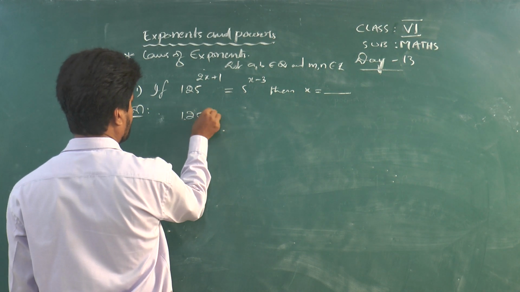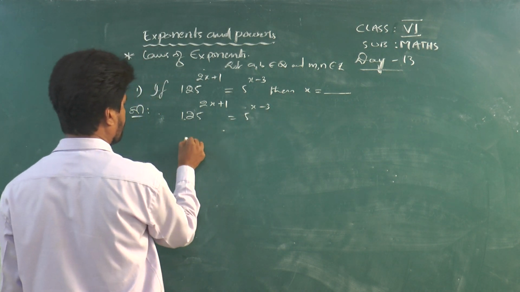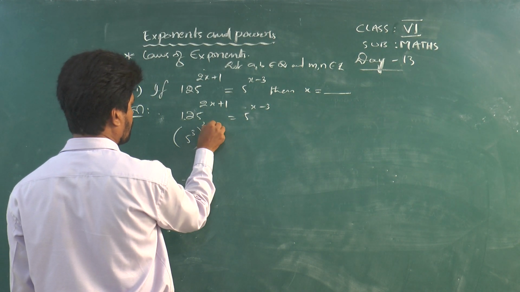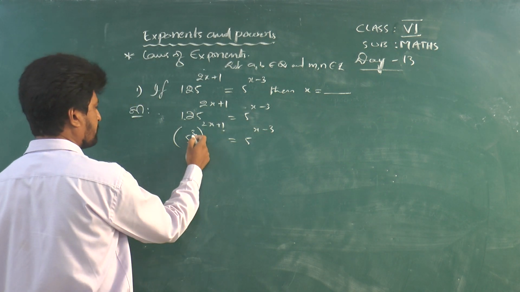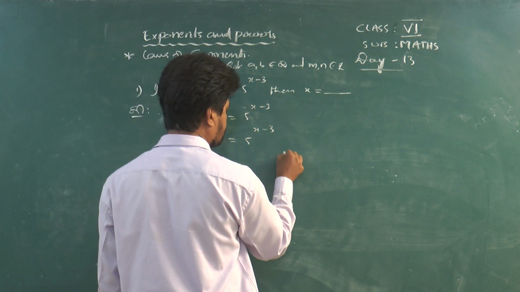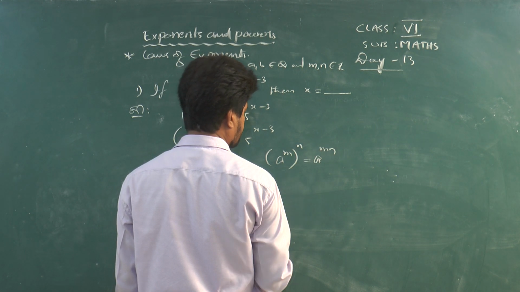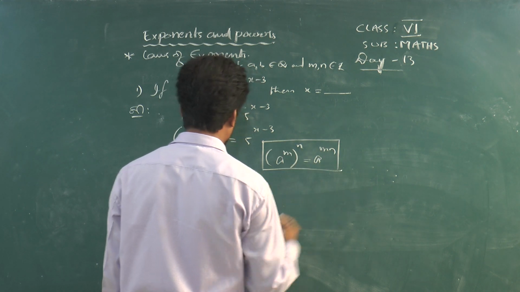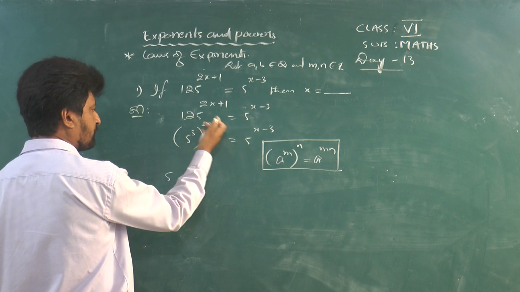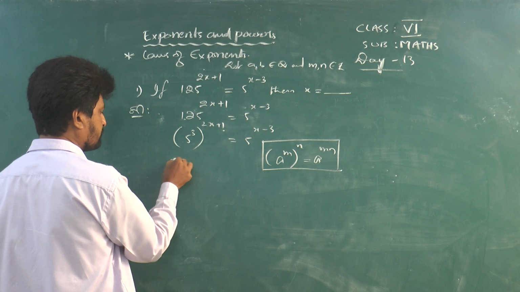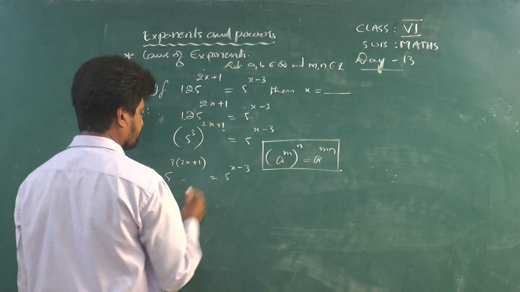Here given that 125 to the power of 2x plus 1 is equal to 5 to the power of x minus 3. 125 I can write as 5 cube, whole to the power of 2x plus 1, is equal to 5 to the power of x minus 3. This is power to the power of power. That means we have to use a to the power of m whole to the power of n, nothing but a to the power of mn. This is the formula. By using that, 5 to the power of, for the same base, if more than one exponents are there, we shall multiply them: 3 into 2x plus 1, that is equal to 5 to the power of x minus 3.